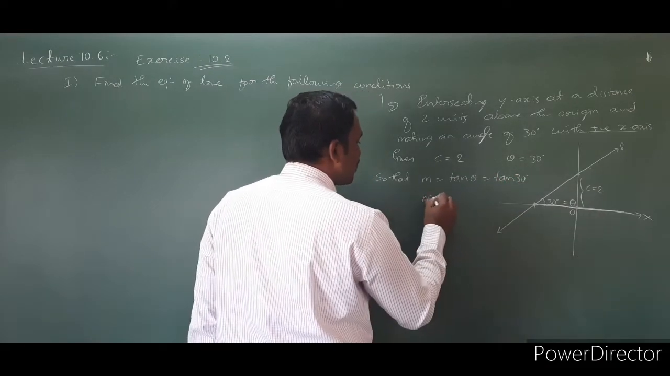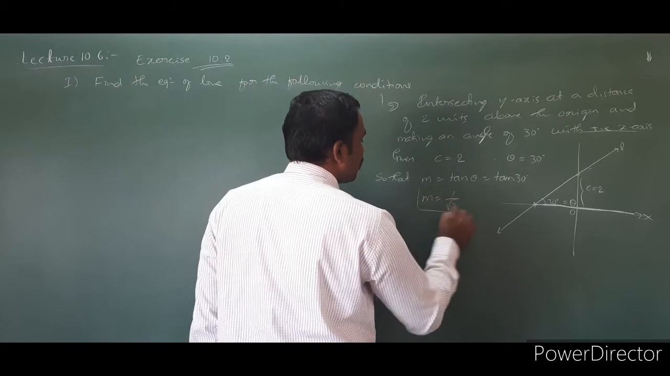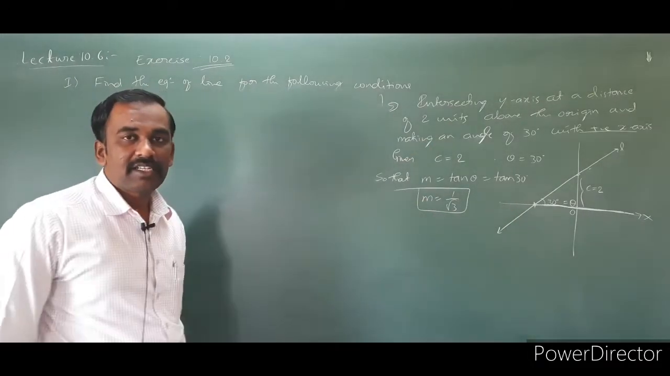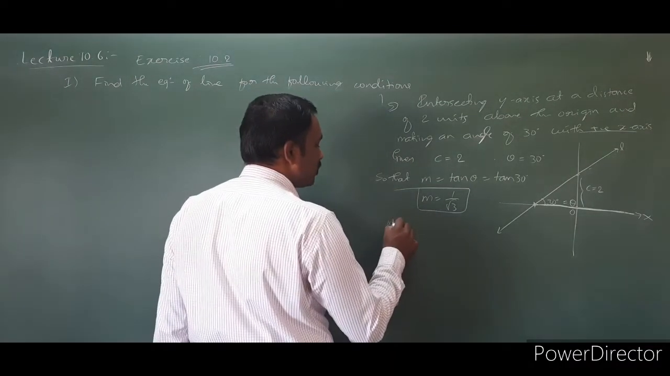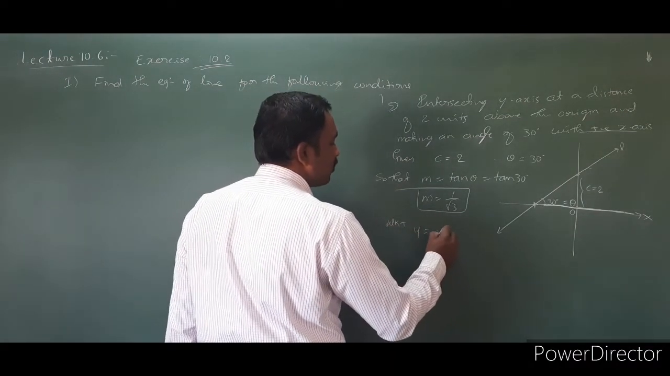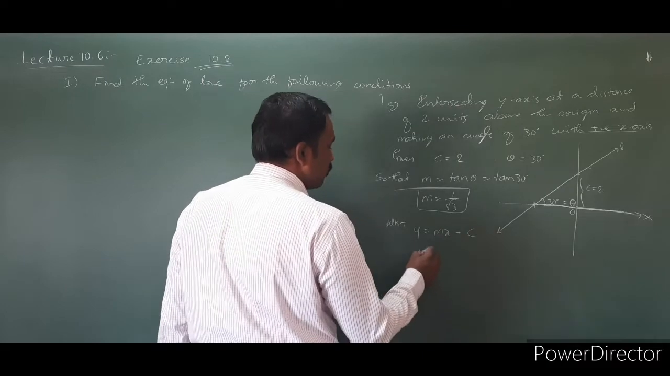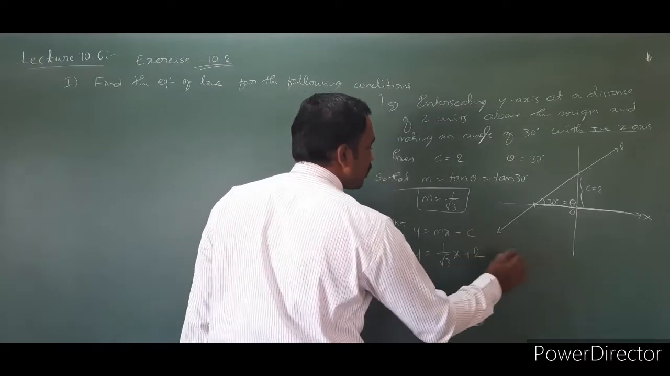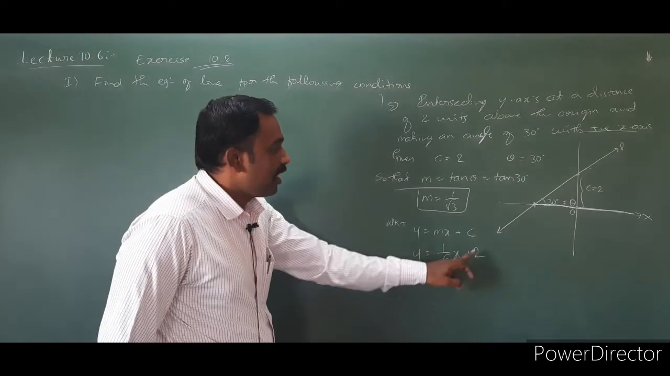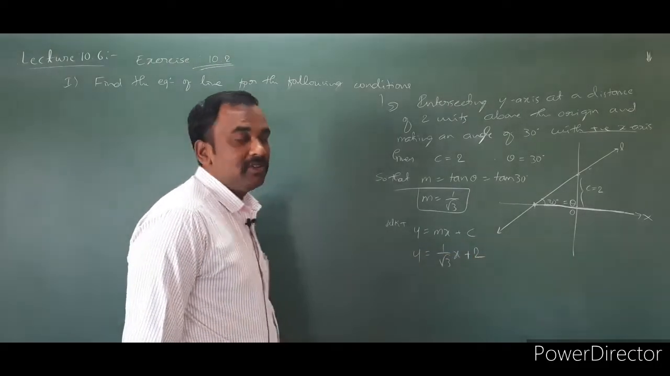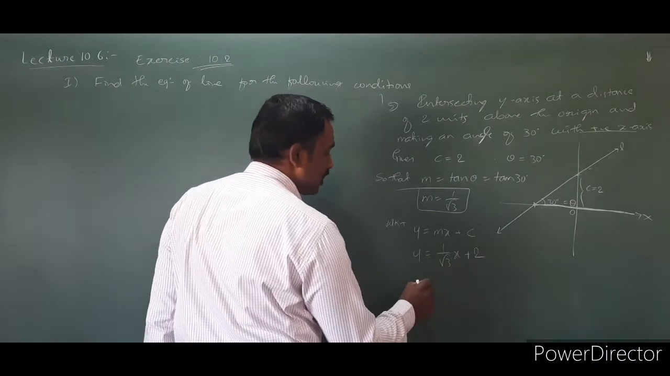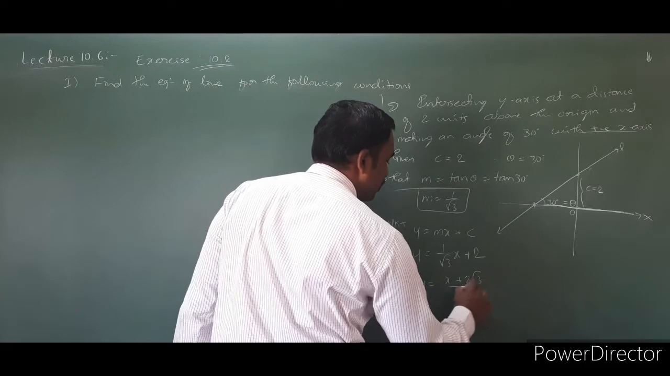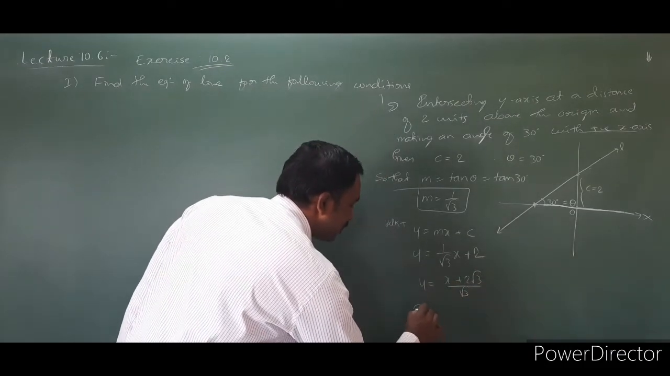What is tan 30 degree? That is 1 divided by root 3. Slope of the required line is 1 by root 3 and y intercept is 2. So we know the formula, y is equal to mx plus c. Y is equal to m, which is 1 by root 3, into x plus c value, which is 2. Immediately write the plus, and whether it is a positive value or negative value, replace it. Now root 3 is the LCM, y is equal to x plus 2 root 3 divided by root 3.